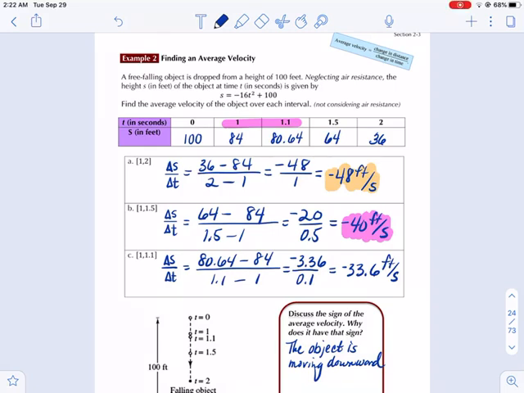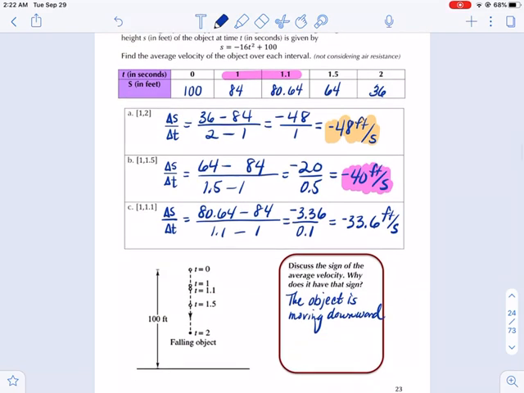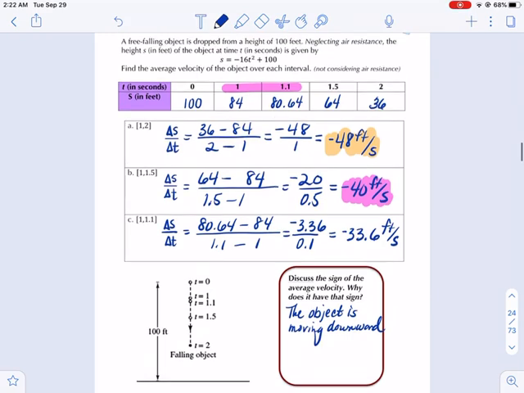Okay, we're back on 2-3, and we're talking about rates of change, velocity, and marginals. And we're still working on velocities. We're looking at average velocity, and we left off with that question, discuss the sign of the average velocity, and why does it have that sign? It's because the object is moving downward, okay?